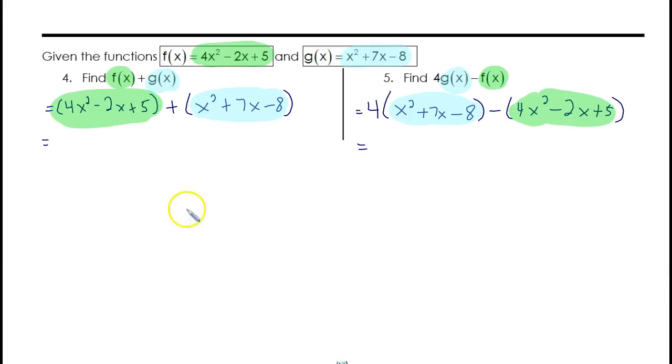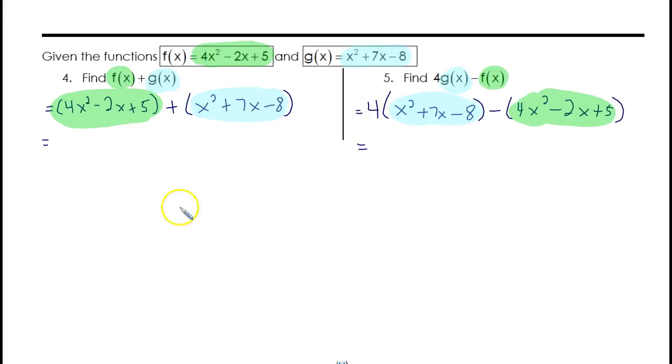All right, our final 2 examples for this video, we have an f function and a g function, and we're going to use this f function and this g function for question number 4 and number 5 because there's no new f and g defined for number 5.